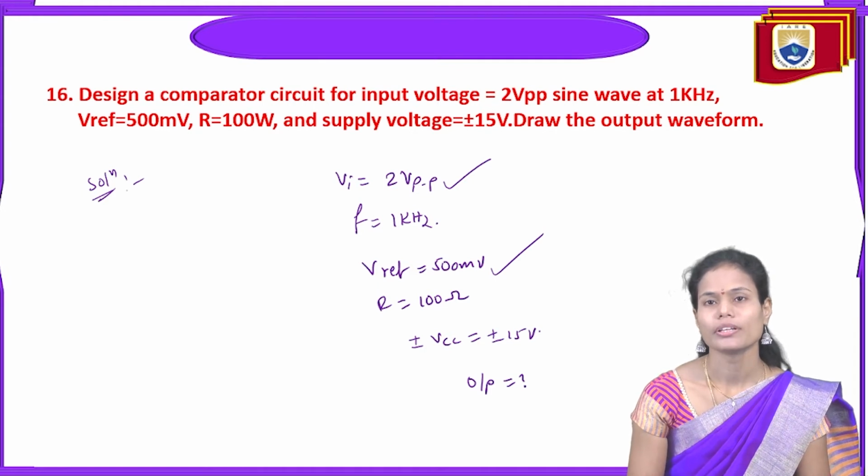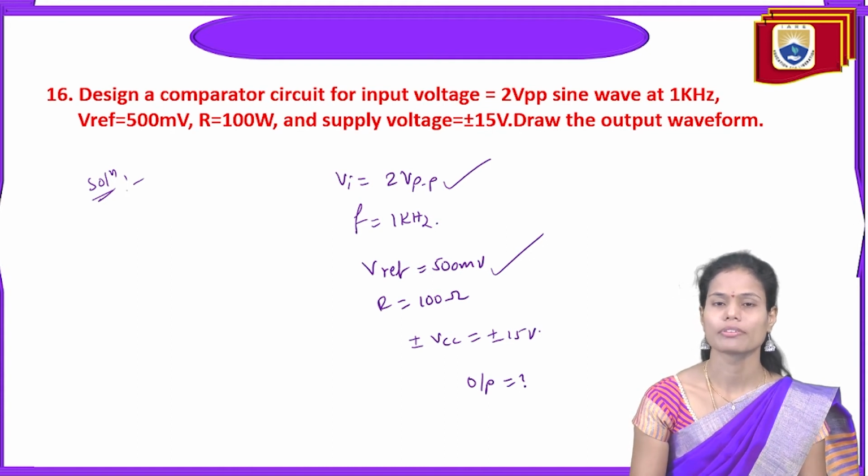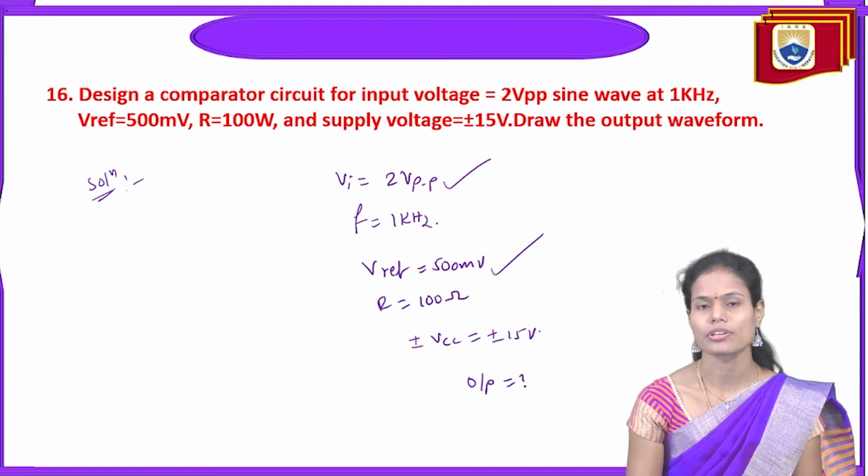So if the input voltage is connected to the inverting terminal, means if Vi is greater than V reference, we will get the negative saturation as the output. If Vi is less than V reference, we will get it as plus saturation as the output. So in this way, we have to explain.